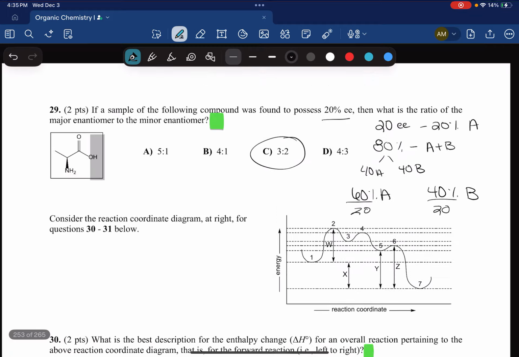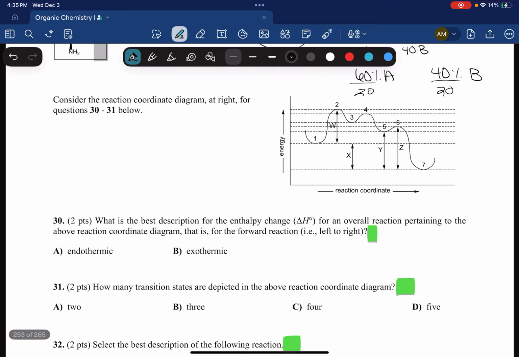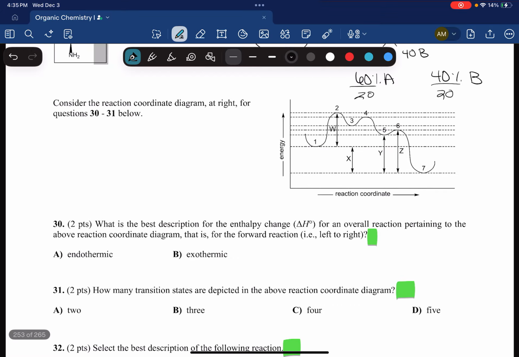All right. Looking at this, what is the best description for the enthalpy change for the overall reaction? So, number 1 represents reactants.